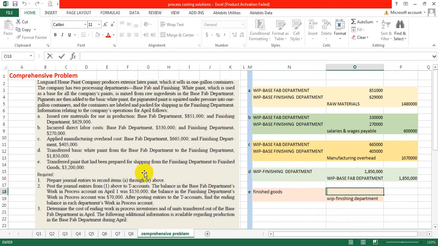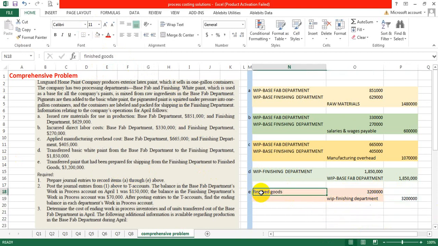Amount will be 32 lakh. Amount is 32 lakh. Finished goods debit, WIP finishing department credit, to transfer into finished goods. Meaning from process to warehouse it is transfer. Okay, next is prepare T account. So now we will prepare T account.